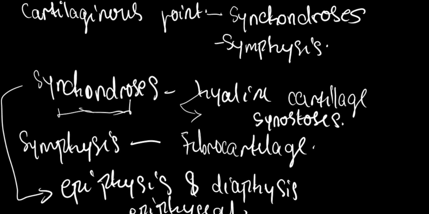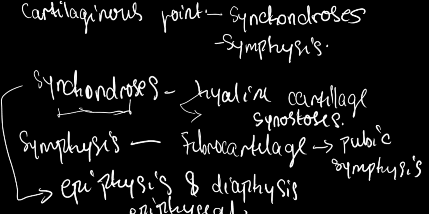Now for the symphysis, of course, we have fibrocartilage connecting the articulating bones of the joints, and a very good example would be the pubic symphysis. And we also have fibrocartilage between the intervertebral bones. Okay, so the intervertebral disc is made of fibrocartilage, and of course the joint between the vertebrae would be an example of symphysis.